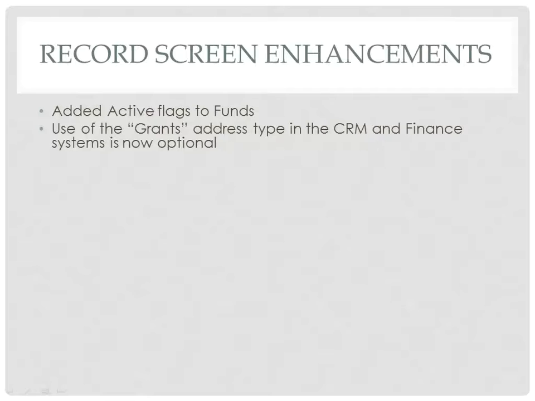However, there are a couple of foundations that have asked that we not do a grants address, that instead we work with the preferred address. So out of the box, if you upgrade to this new version, your system will continue to work the way it does, but there's a global setting you can turn on that will allow you to have GE not work with the grants address type, but instead to update the preferred address instead.